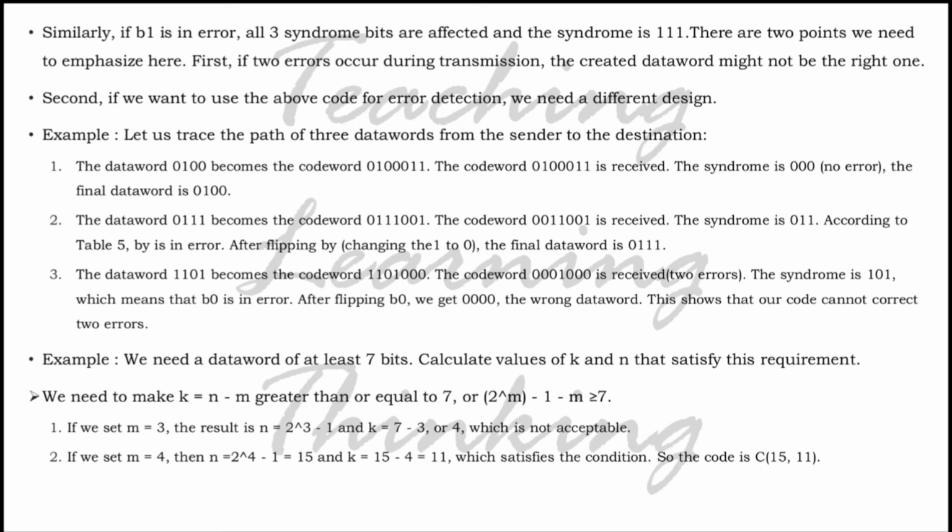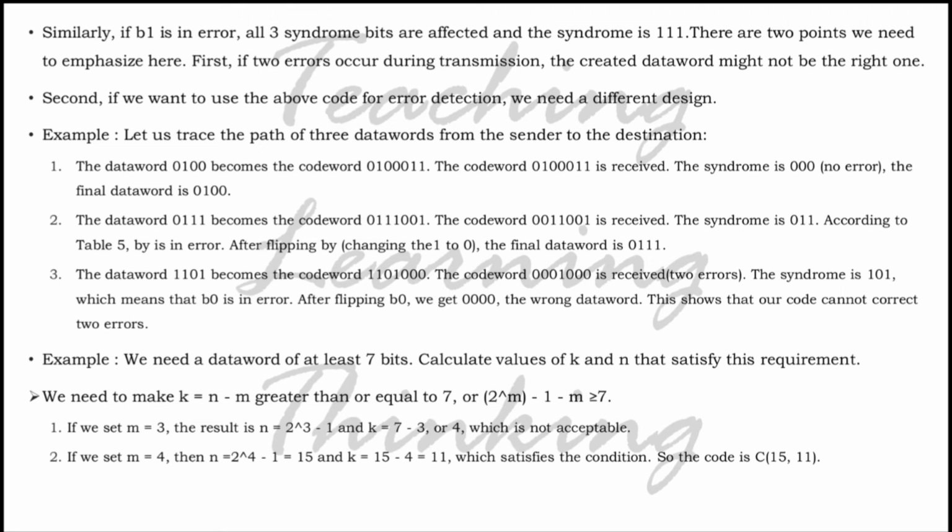And there are 2 points we need to emphasize here. First, if 2 errors occur during transmission, the created data word might not be the right one. Second, if we want to use the above code for error detection, we need a different design. So we have 2 examples.